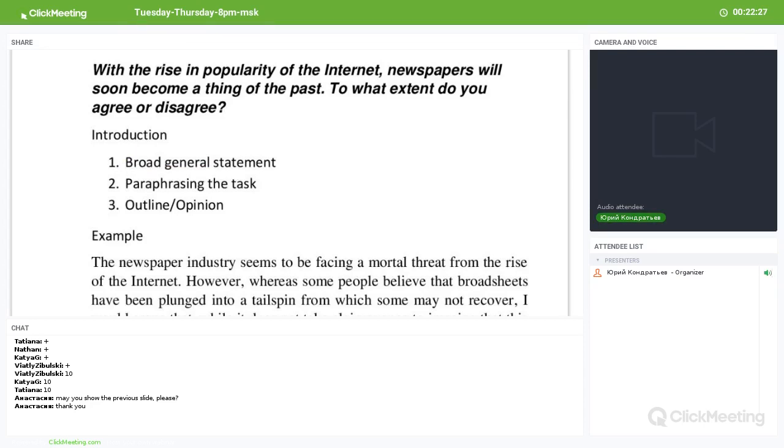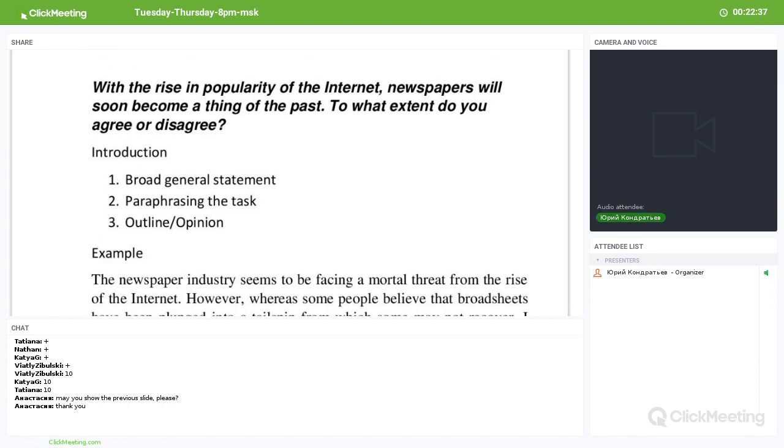One of them is a broad general statement. A broad general statement, this is like something that most people would agree with, like due to the increasing popularity of internet media, newspapers are disappearing, like this.